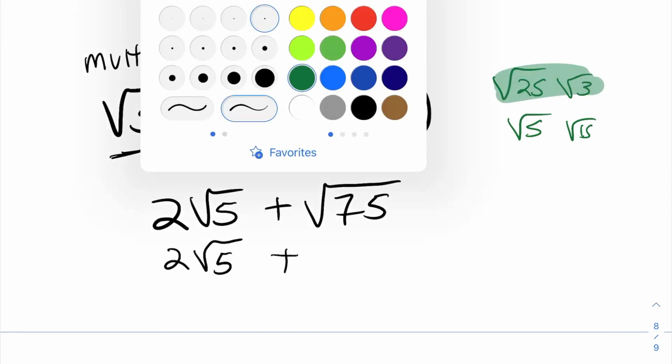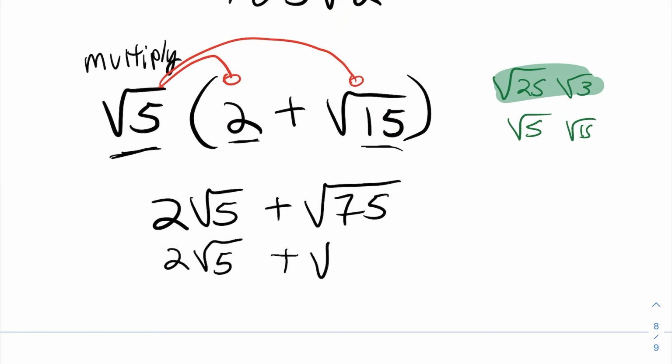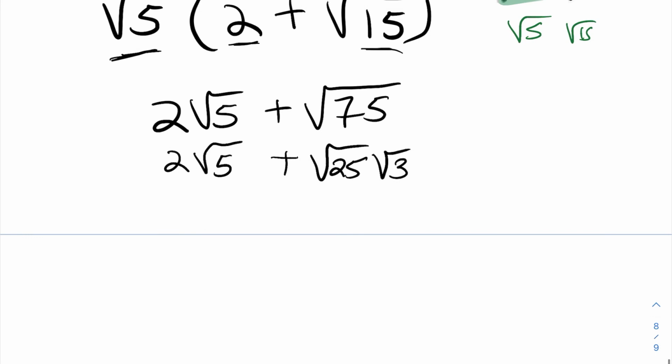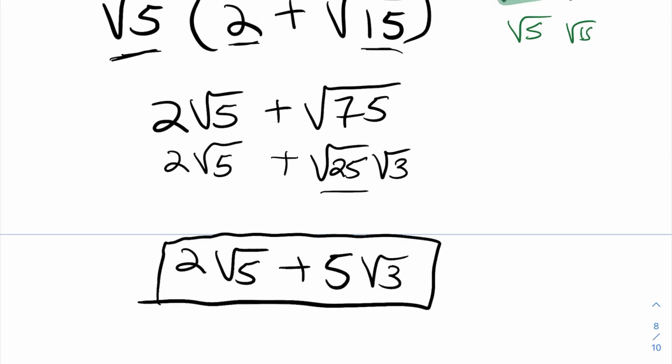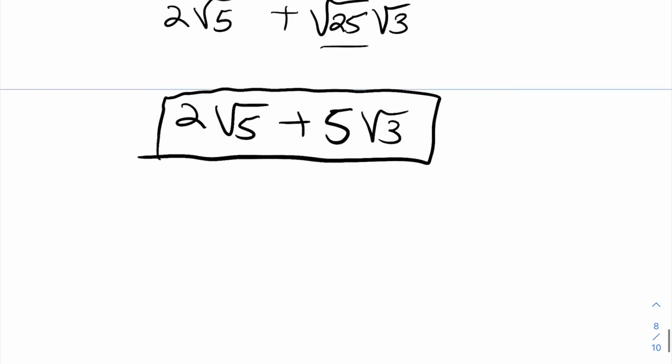So I'm going to use that one, and I'm going to break this down into the square root of 25 times the square root of 3. So my final answer then will be 2 square roots of 5 plus that rational number is 5 times the square root of 3. And since those are not like radicals, they don't have the same radicand, this is how I leave my final result. So that's the final answer for that. So that's how you'd multiply a single radical expression by a sum.